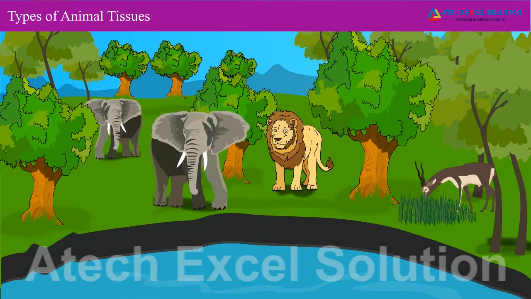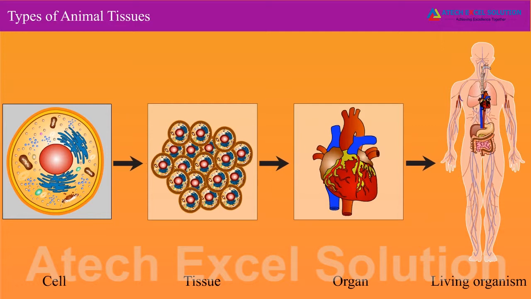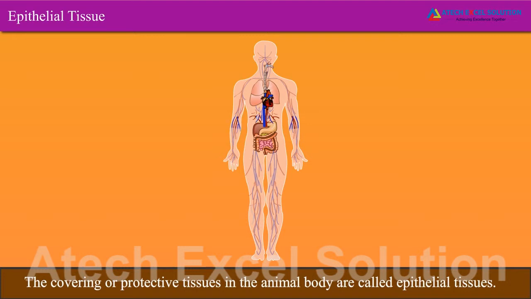Animals are not stationary. They move from one place to another in search of food, shelter, and mates. Hence, unlike plants, most of the tissues in animals are living tissues. The cells form tissues, tissues form organs, and various organs constitute a living organism. The animal body is made up of epithelial, connective, muscular or nervous tissues.